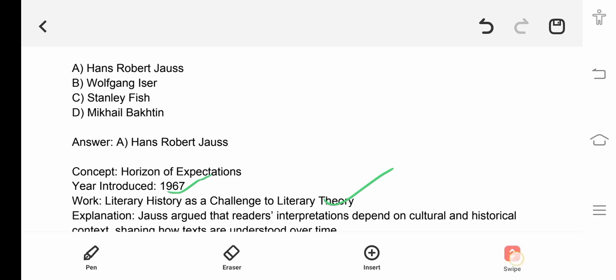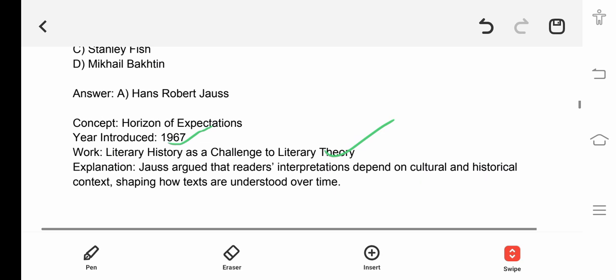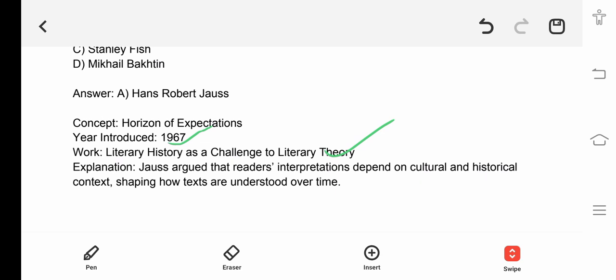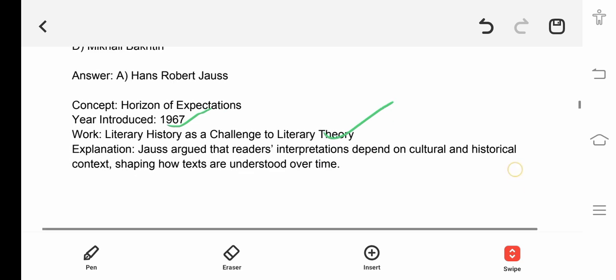And what was the significance? Jauss argued that readers' interpretation depends on cultural and historical context, shaping how texts are understood over time. If you remember, the New Criticism concept was likewise that readers form interpretations of the text. They can form their own theory, their own meaning just by reading the text itself, without going through any historical background of the writer or author. So after this, let's see the next question.